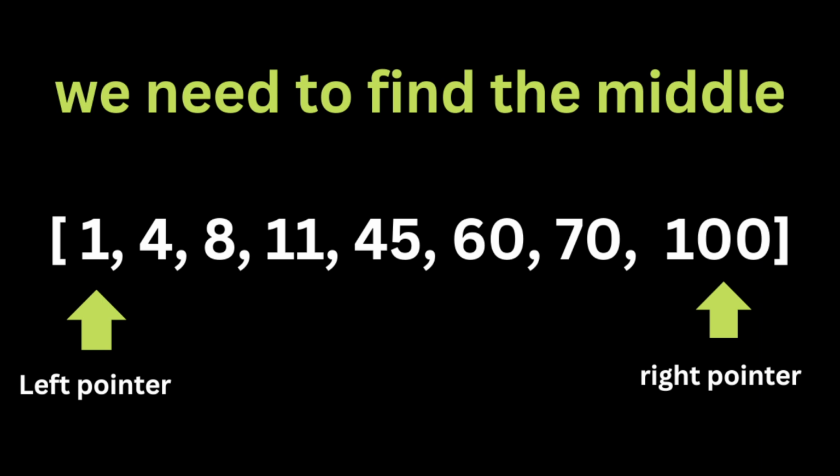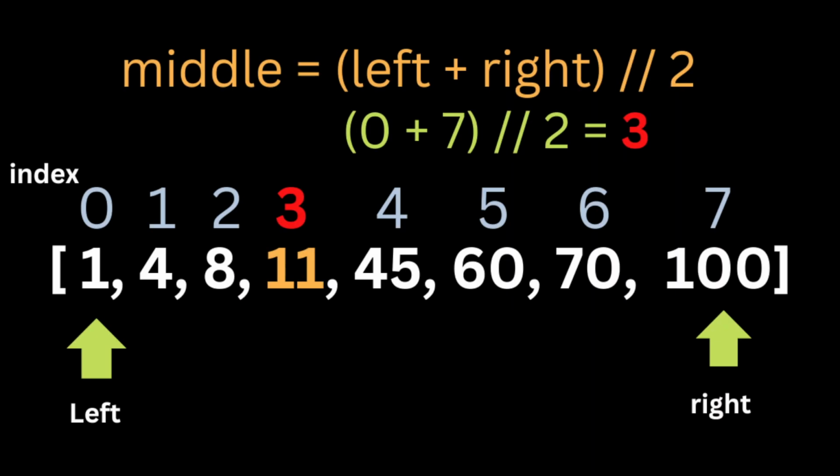To find the middle number, we're going to initialize a left pointer and a right pointer. The left pointer is going to point to the first number inside the list, and the right pointer is going to point to the last number inside the list. To calculate the middle number, we sum the left pointer index and the right pointer index and divide by 2. For this example, it's 0 plus 7 divided by 2, and we make sure the result is an integer, not a float, meaning we don't take a number with decimals. So the middle number, at index 3, is 11.